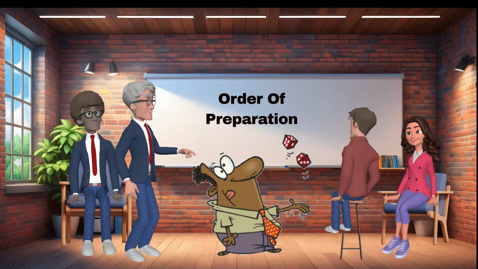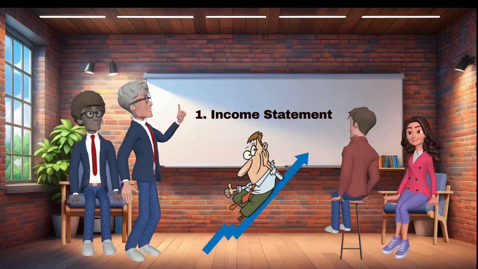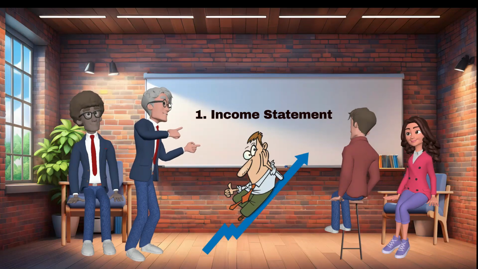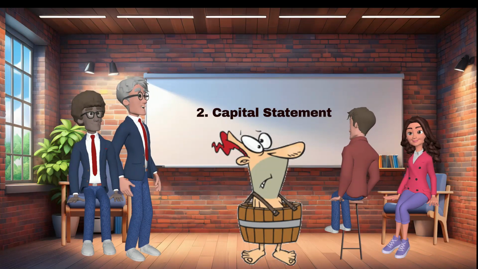Order of preparation. Because some of the statements use information from other statements, the statements are prepared in the following order. 1. Income statement: revenue minus expenses equals net income or profit. 2. Capital statement uses information from the income statement.